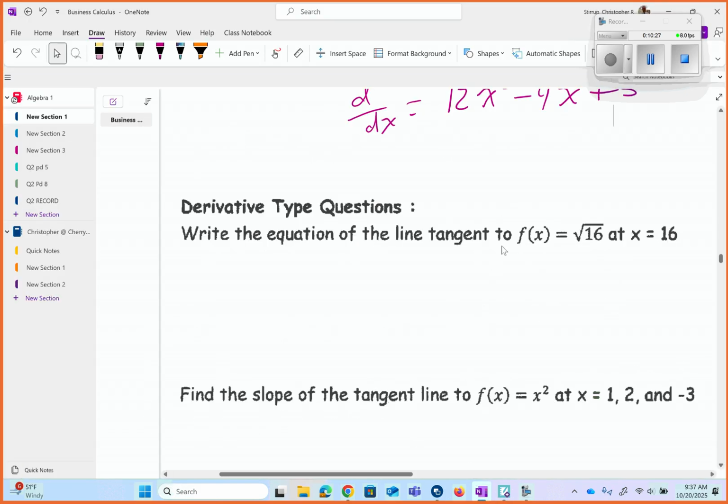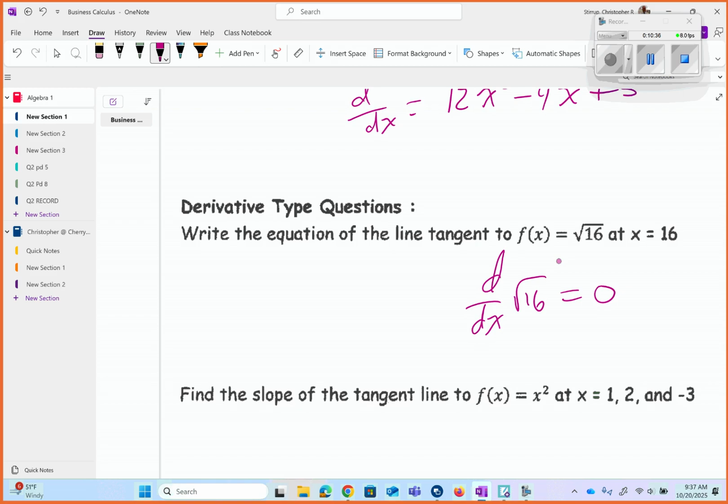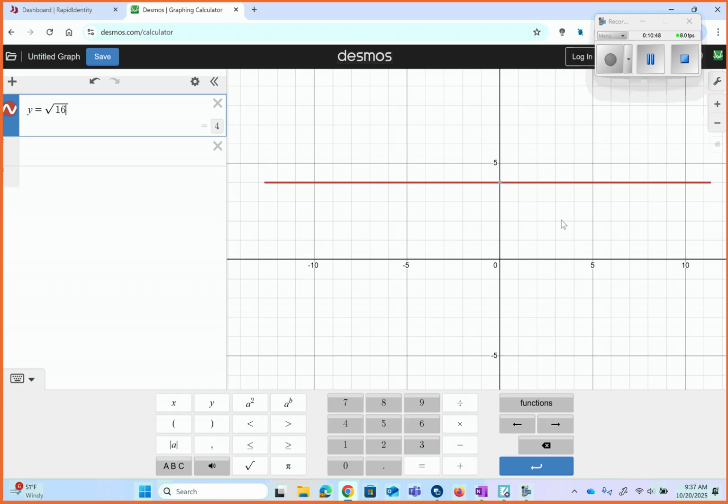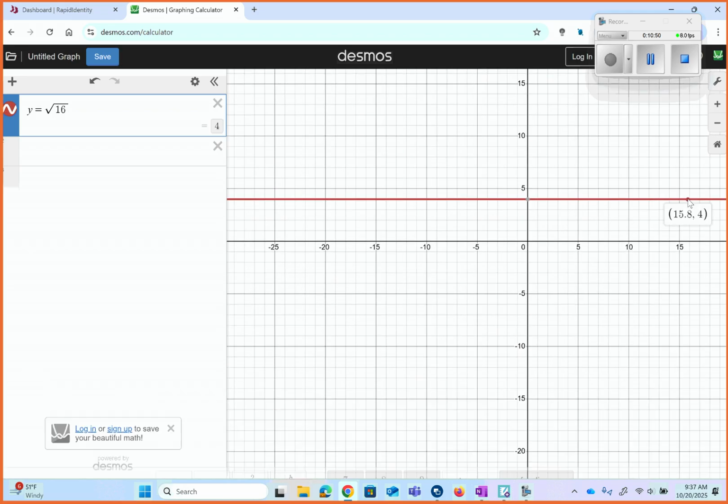All right. So if I wanted to find the derivative of root 16, that has to be 0. So at 16, on my xy axis, if I go over here to 16, move over 16, exactly at 16, I'm at 4. If I take the derivative of square root 16, or the derivative of 4, I get 0, which is a flat line.